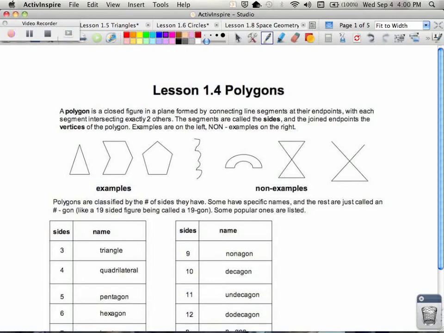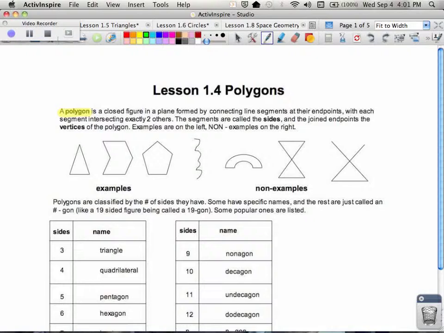In lesson 1.4, we're going to be talking about polygons. Something that's important to know about polygons is that they are a closed figure in a plane formed by connecting line segments at their endpoints, with each segment intersecting exactly two others. Those segments are called the sides of the polygon, and the joined endpoints are called the vertices.